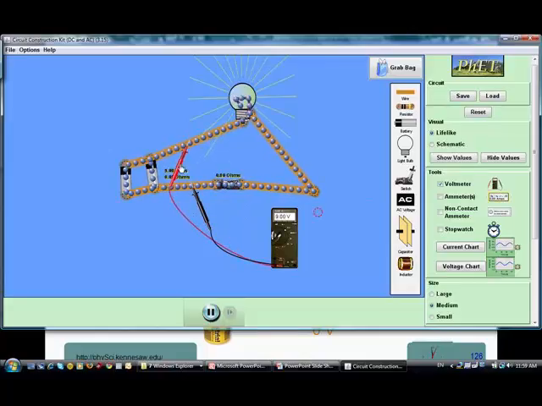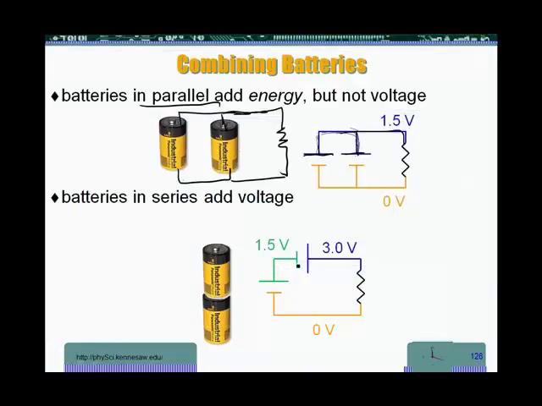Voltage, I have 9 volts here. I disconnect one battery, it's still 9 volts. So adding a battery in parallel did not affect the operation of the circuit at all. One might ask, why would we do that then? Why would we put batteries in parallel?